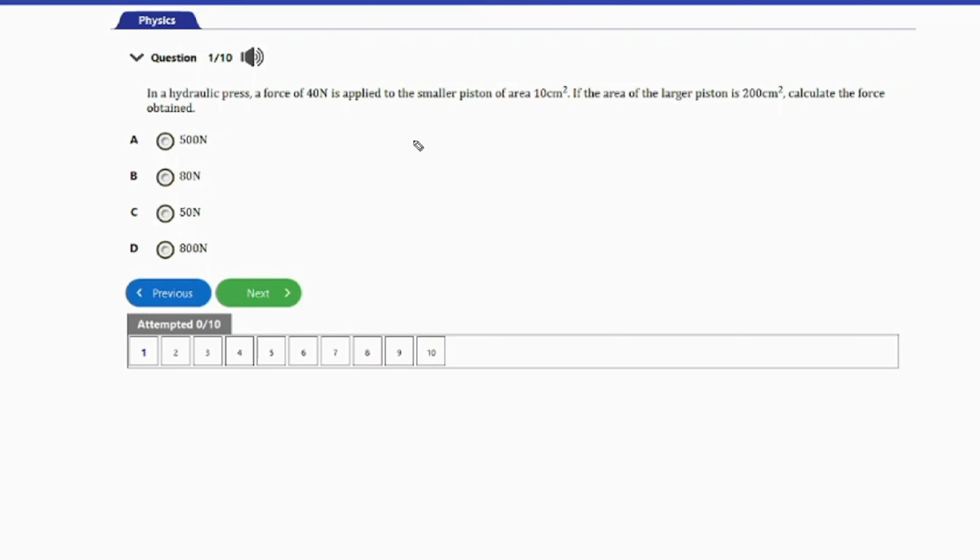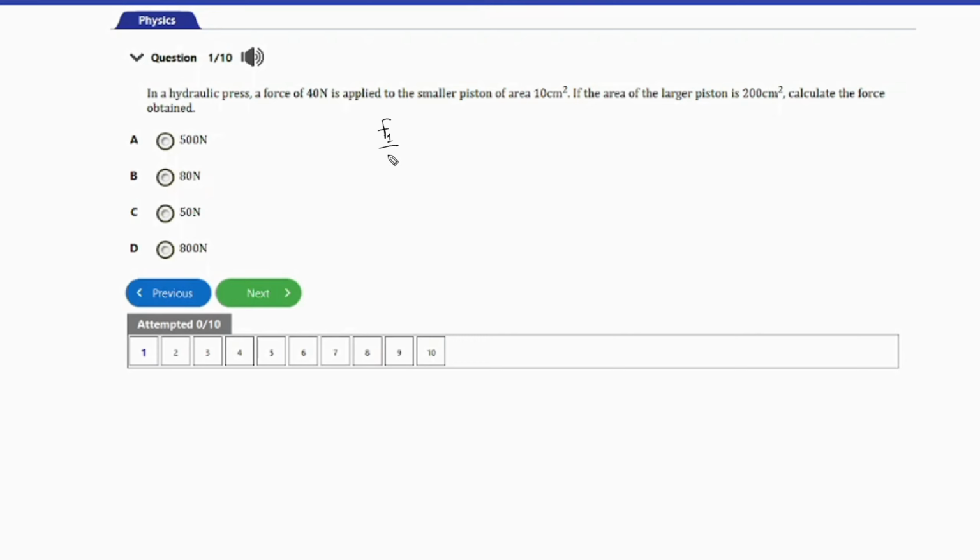It says, in a hydraulic press, a force of 40 Newton is applied to the smaller piston of area 10 cm squared. If the area of the larger piston is 200 cm squared, calculate the force obtained. So guys, we are given the force and the area of the smaller piston. We are also given the area of the larger piston, but we don't have the force of the larger piston, and that's what we want to calculate for.